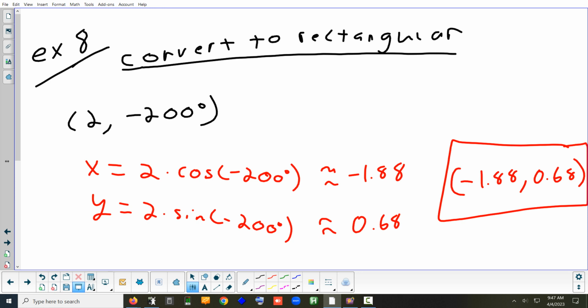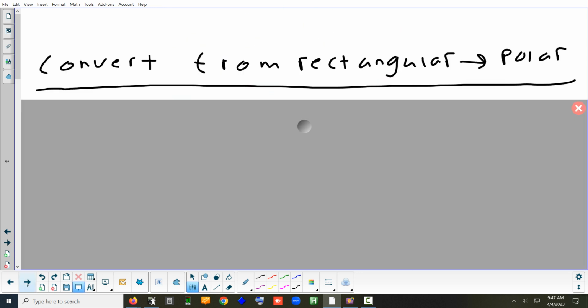So the last thing to look at is how to convert the other way. It's really just as easy. What trig function did we not use here that we use a lot? Yeah. We didn't use tangent. And that's because tangent is going to be used to go this way.